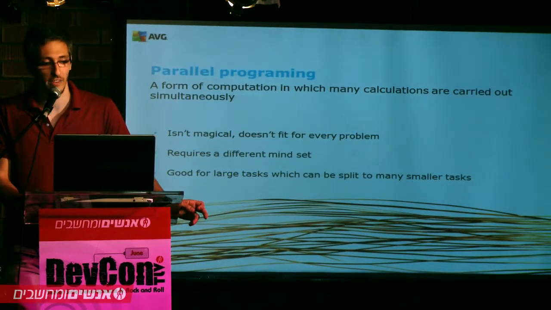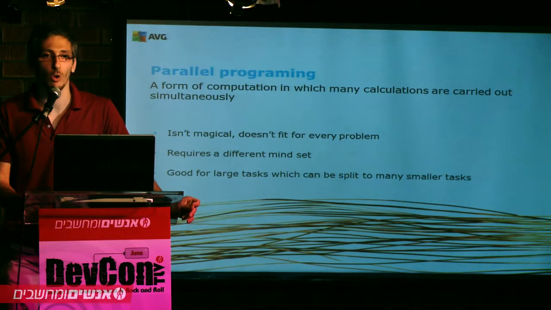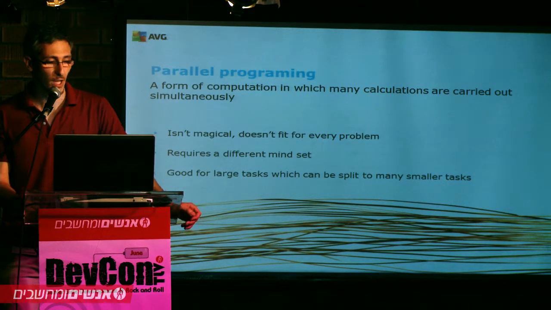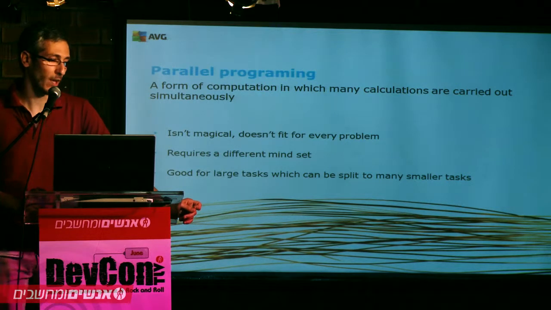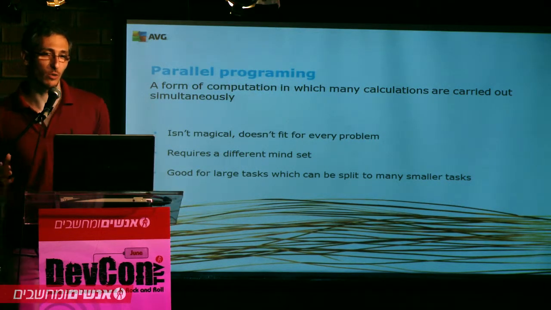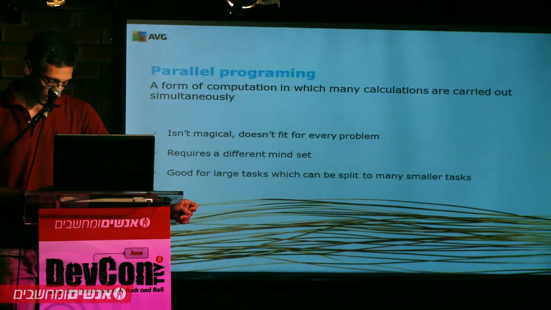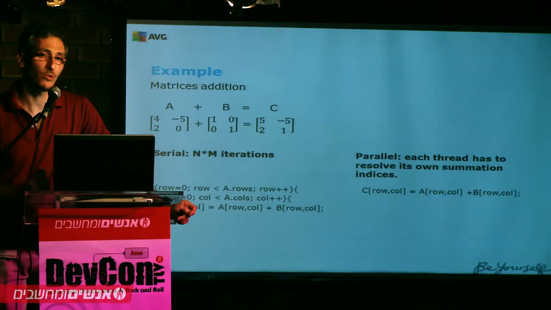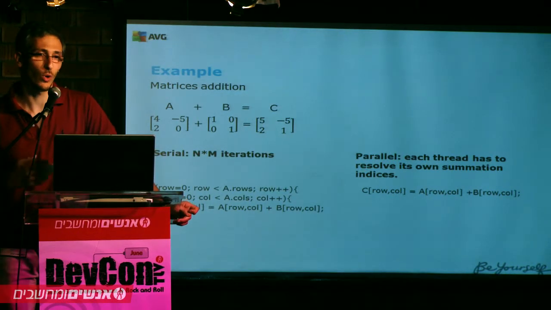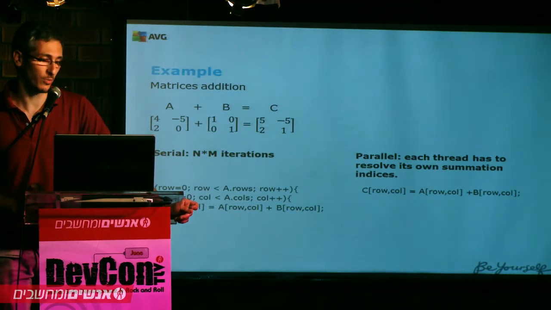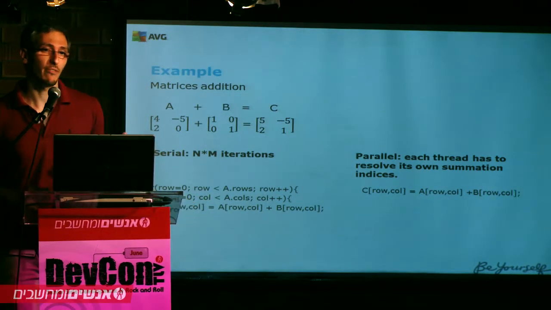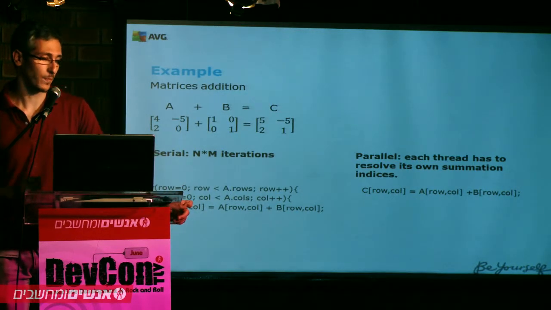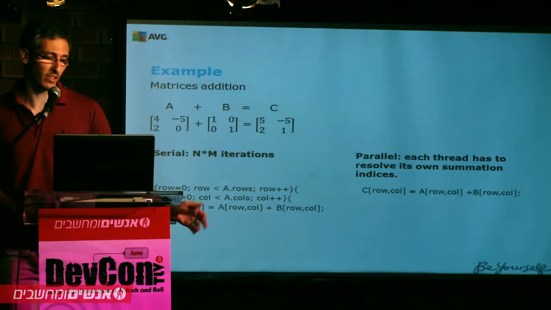Good problems are ones which can be broken down into many smaller instances, which can be solved individually, and then you will have to recombine each solution to have a complete solution. An example of such a problem would be matrix addition. Those of you who have taken linear algebra courses will be familiar with it. Basically, you have two matrices which you want to add. Here we can see matrix A and matrix B, and we're going to do a summation.